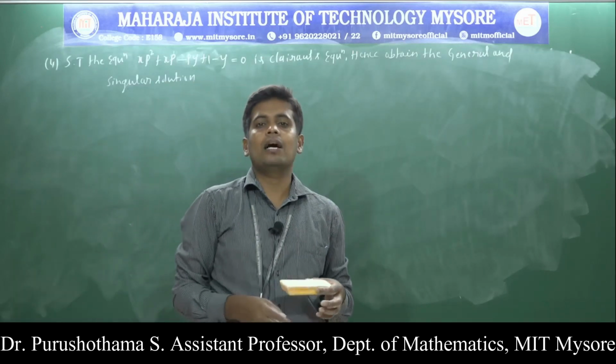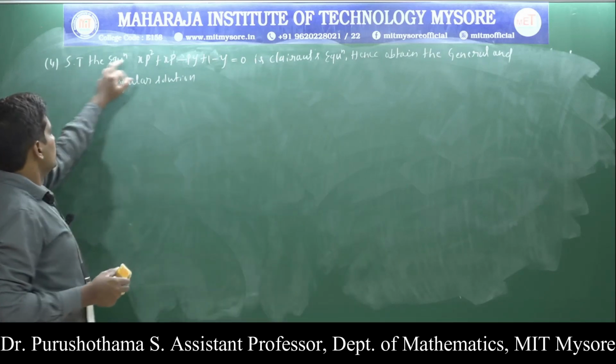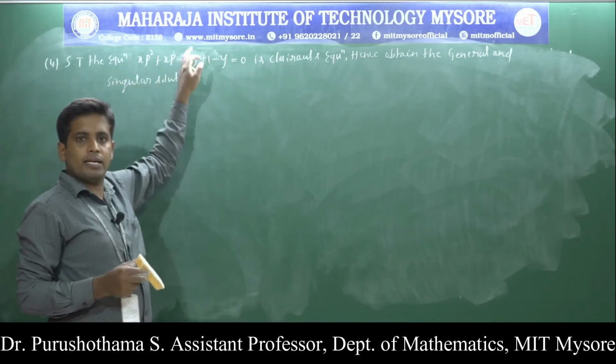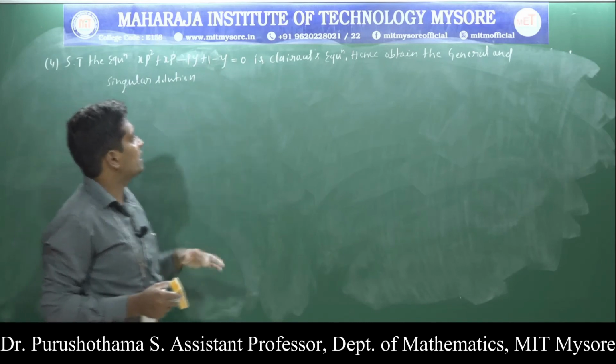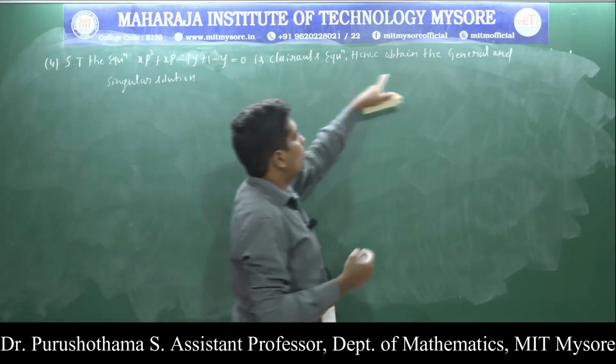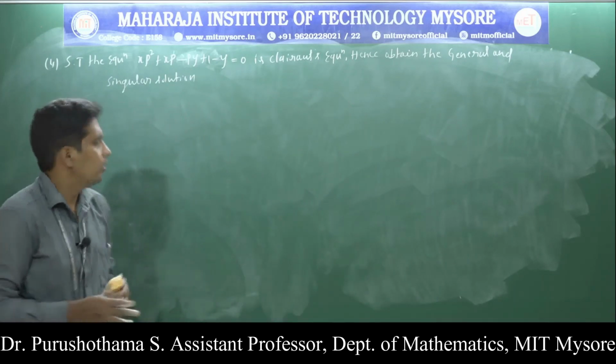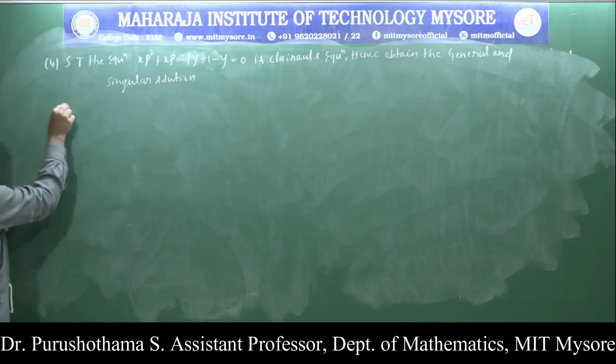Now I am going to solve the last question in Clairaut's equation. The question is, show that the equation xp square plus xp minus py plus 1 minus y is equal to 0 is of Clairaut's equation form, and hence obtain both the general and singular solution of the equation. Okay. First, write down the given equation.